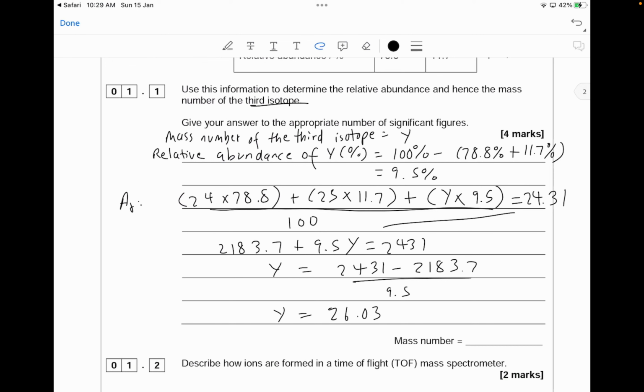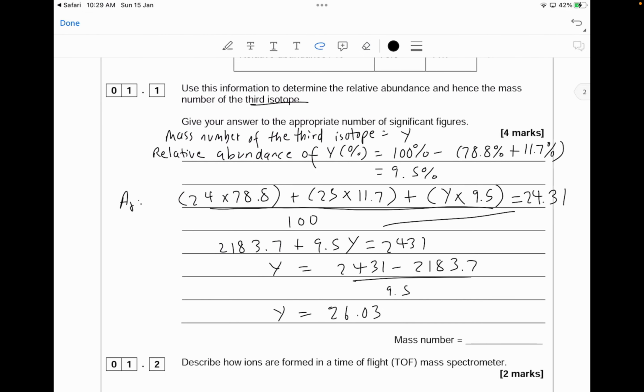Now this is the main catch. For a 4 marker, you should not leave it as a decimal. Do not leave it as a decimal. This is a very key point that you guys have to remember, that your answer must be rounded to the nearest integer. So meaning you have to make it a whole number. Since we know that mass numbers are whole numbers, we have to make it a whole number. So we're just going to round it off to 26. That's going to be your mass number in this case.